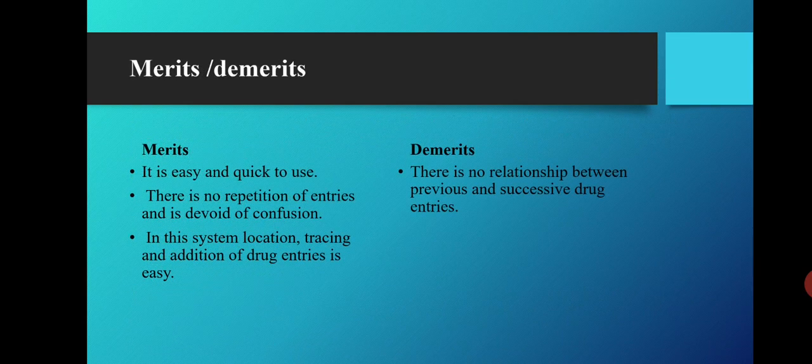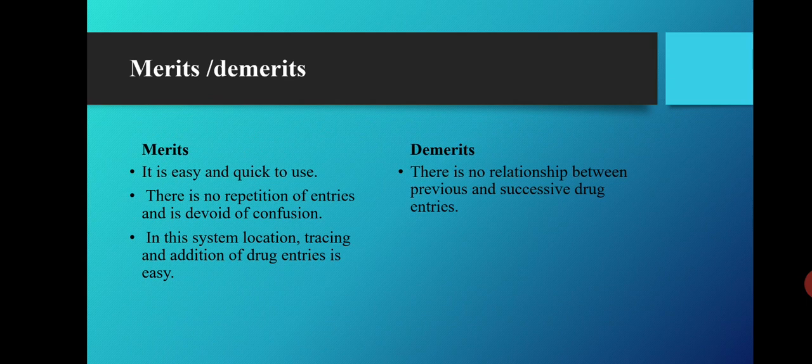So what are the merits and demerits of this classification? It is easy and quick to use. There is no repetition of entries and it is devoid of confusion. In this system, location, tracing and addition of drug entries is easy. These are the merits, that is why we are using this type of classification.